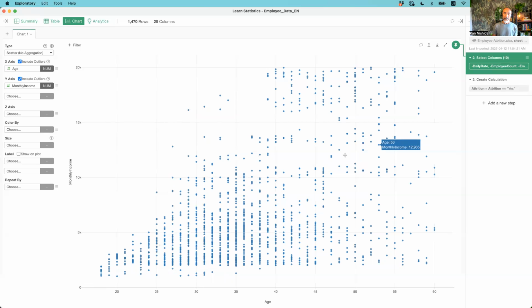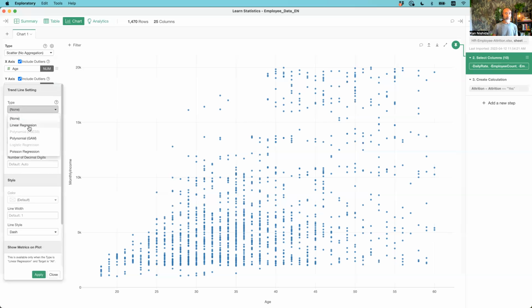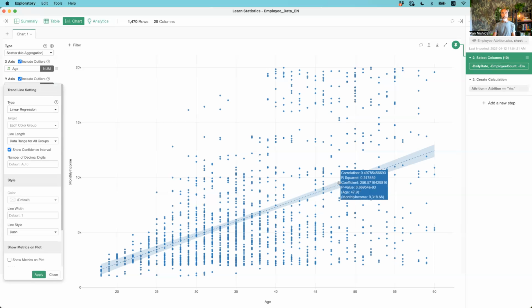So there is some kind of relationship, from left-hand side bottom to right-hand side top. And you can show what that relationship is by using something called a trend line. From the y-axis menu, there's a trend line. From there, there are various options, but you want to use linear regression to just get that correlation. For example, if I click on apply, a line is drawn. This line says linear regression. What that means is that behind the scenes, it builds a linear regression model using monthly income as a target and age as an explanatory variable, or a prediction variable.